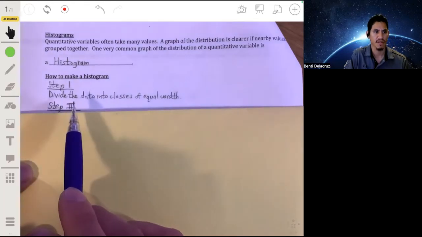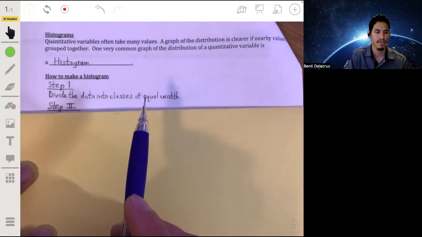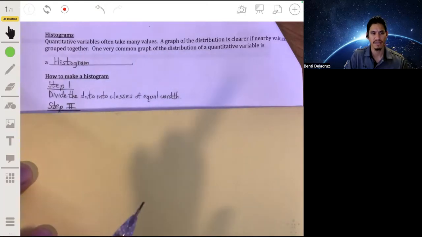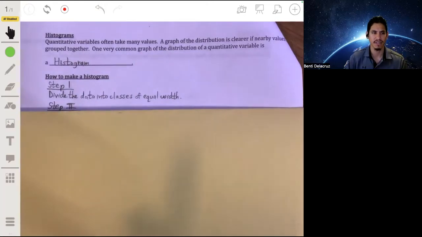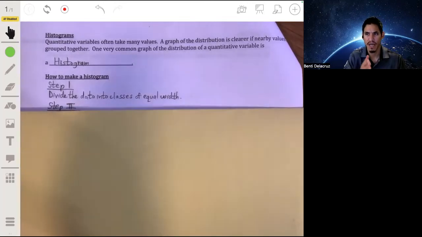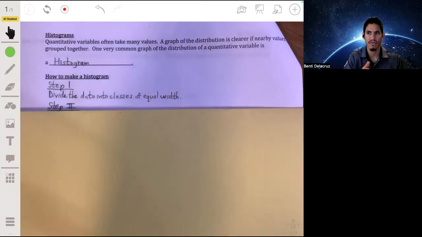The first step is we're going to divide the data into classes of equal width. What classes means is basically interval lengths. So if you have heights that you're going to make a histogram for, the heights go from maybe 5 feet to 7 feet. Maybe you want to make the intervals 4 inches. So every 4 inches, like 5 foot to 5'4", 5'4" to 5'8", that sort of thing.